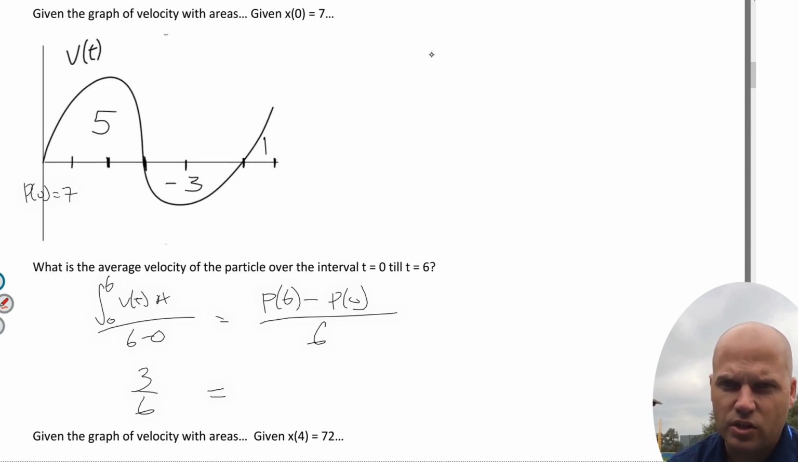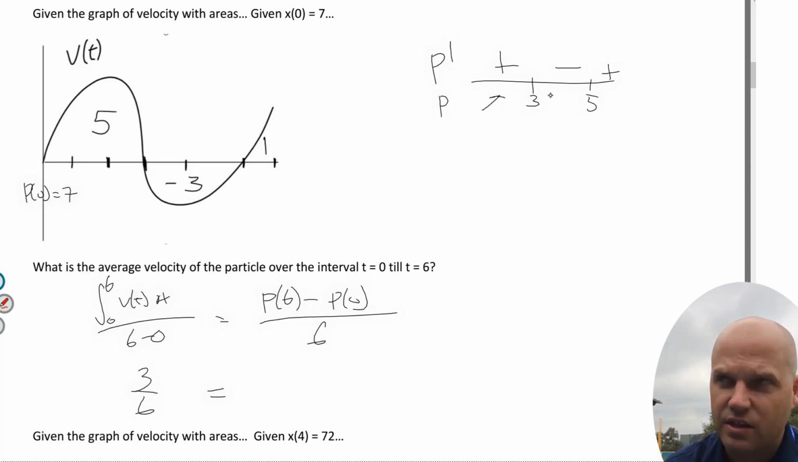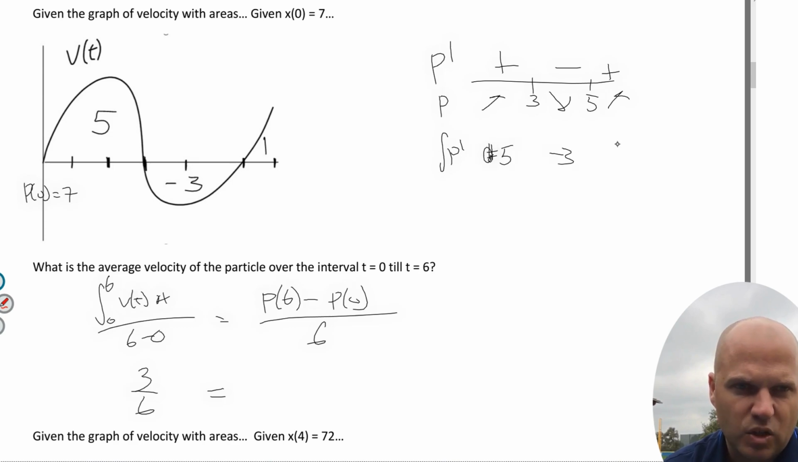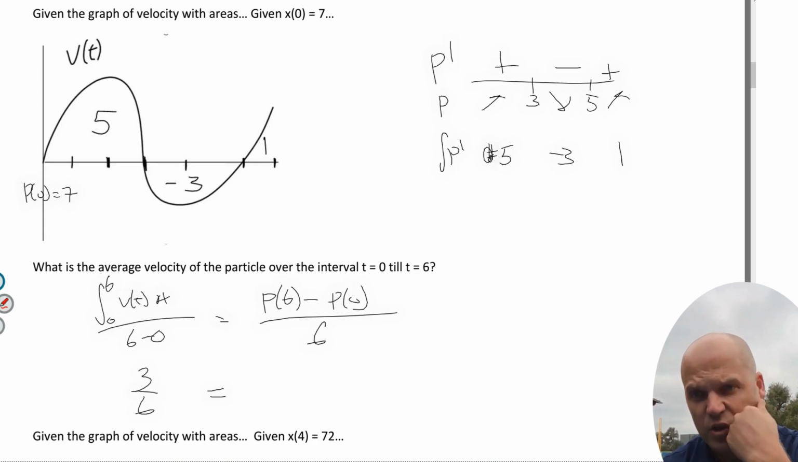This is my accumulation. So like P prime is, you can do the whole thing. P prime is positive from 0 to 3. P prime is negative from 3 to 5. P prime is positive there, which means P is increasing, decreasing, increasing. If you want to accumulate P prime, that's how much we increase. So that's plus 5, that's minus 3, that's plus 1. This is a value that we get. It's like a calculator problem, which means you know P of 0 is 7. You know P of 3 is 7 plus 5, which is 12.